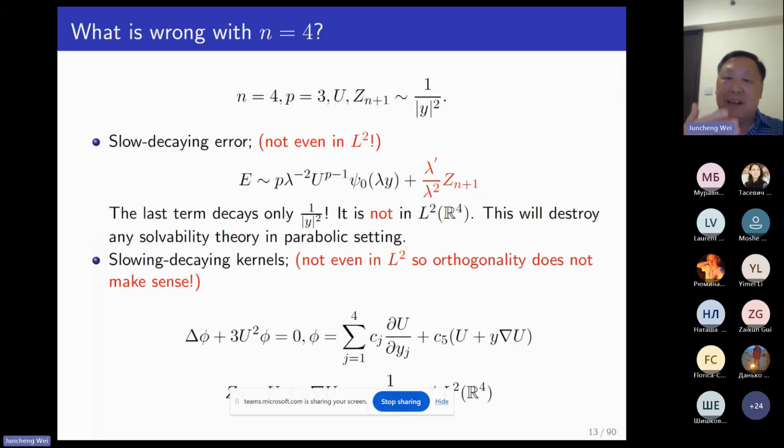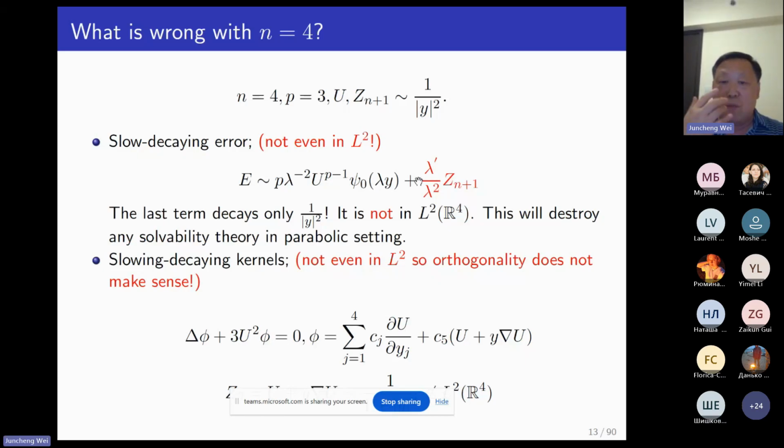Another, more difficult problem is the slow decaying kernel. The kernel here, we have 4 translation kernels, and we have 1 scaling kernel. But this scaling kernel, this Z5, decays like 1 over y squared. It's like U, and this is barely not L2, because you lose L2 by a log. So this function is not L2, and the error is not L2.